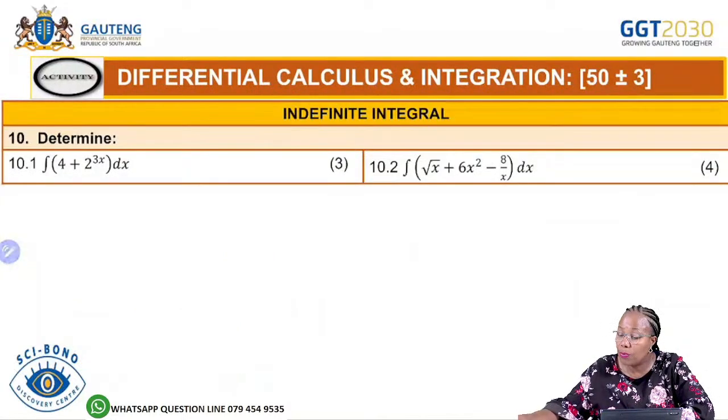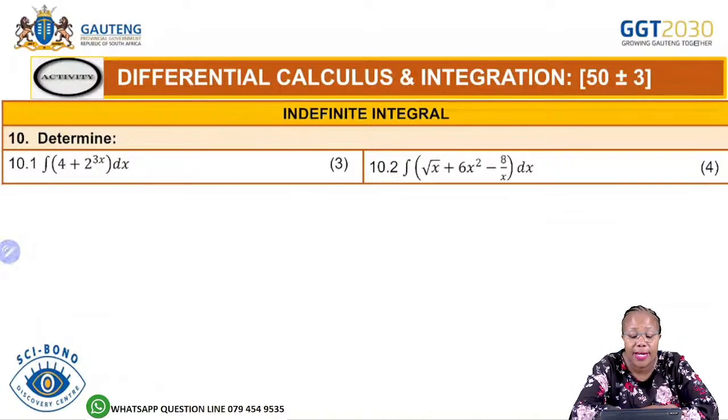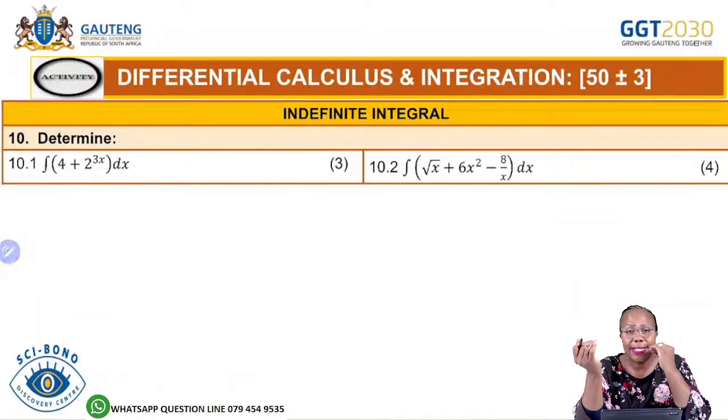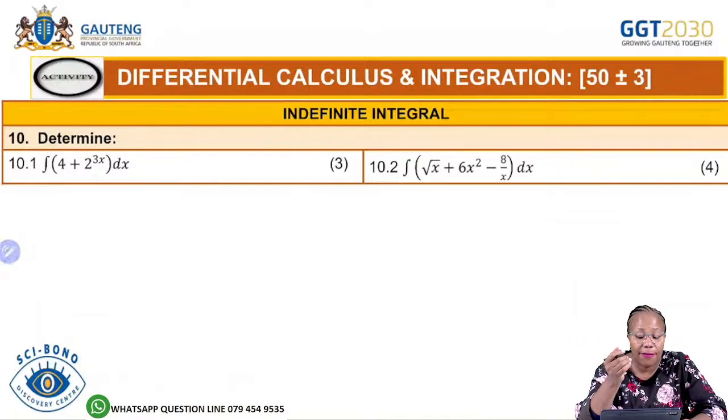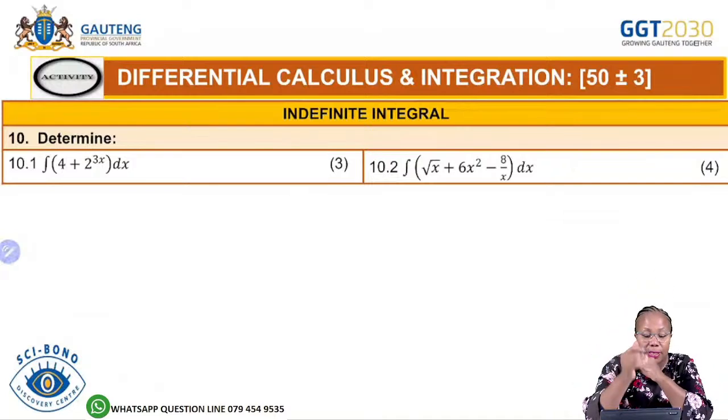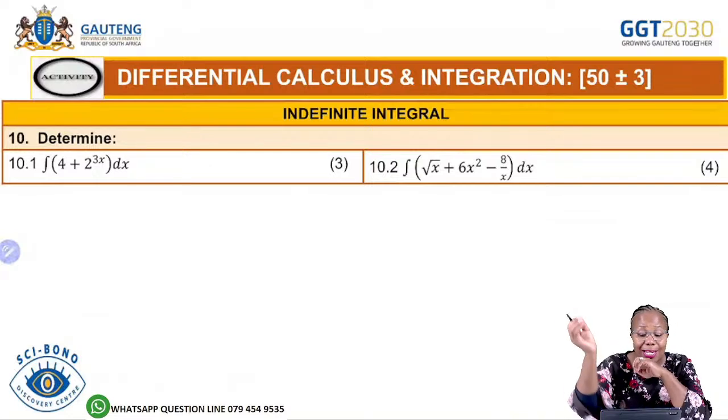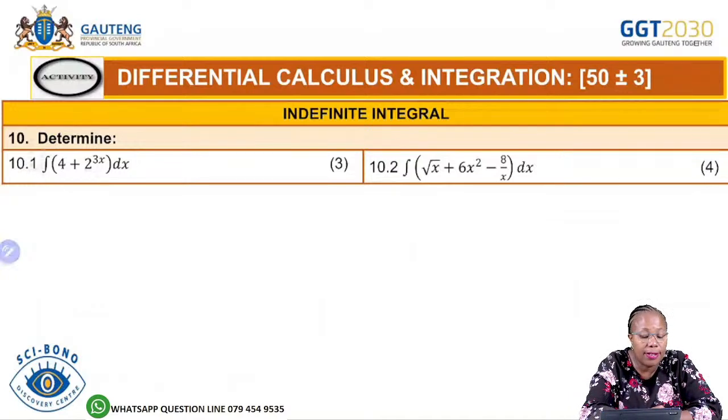And then the last topic, grade 12, will be on integration. With the indefinite integral, remember we have definite and indefinite integrals. With the indefinite integral, we don't have the upper and lower limits. The integral is open. But we have those rules that are indicated on the formula sheet. So you look at the integral and relate it to the formula sheet so that you can select the correct application. In this case we are asked to determine the integral of 4 plus 2 to the power 3x dx. Remember, this is the reversing of calculus now.